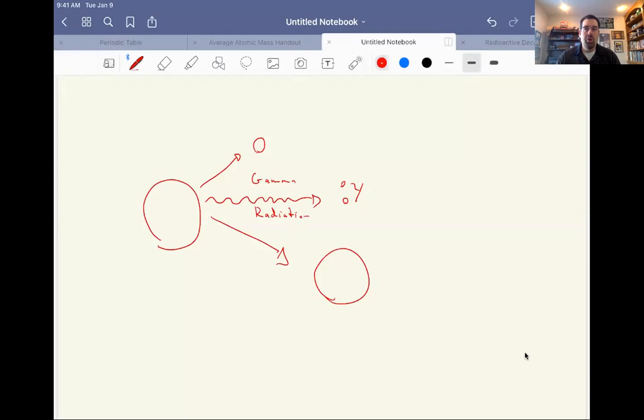When you think of nuclear energy being produced at a nuclear reactor, that is gamma radiation being given off by the splitting of the nuclei. When you think of a nuclear weapon, like a nuclear bomb, that energy being given off is gamma radiation from the splitting of the nuclei.